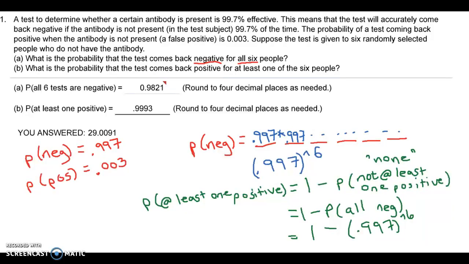So all negative would be the same thing we talked about in part A. So for part A, it's all negative, so 0.997 to the 6th power. For part B, at least one positive is 1 minus not at least one positive. That's the complement rule. That's your none rule. So it's 1 minus all being negative, which is the calculation for part A. So hopefully that clears it up a little bit. I know the wording on this one was a little tricky.